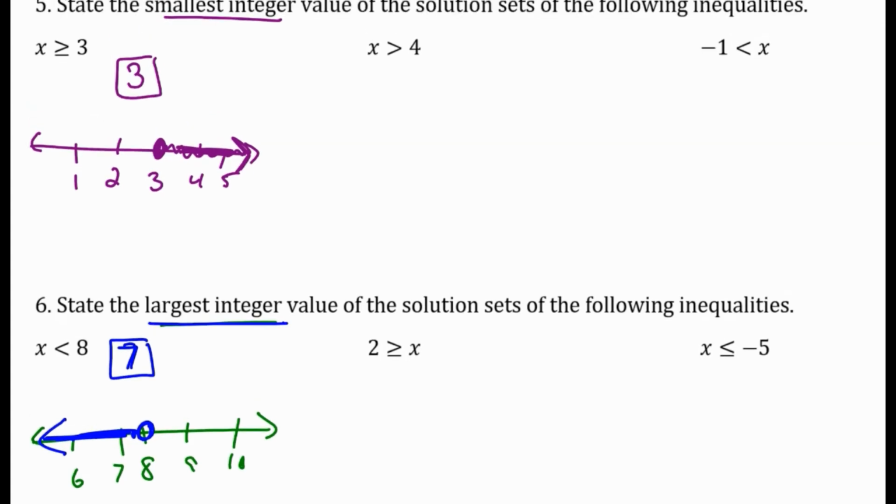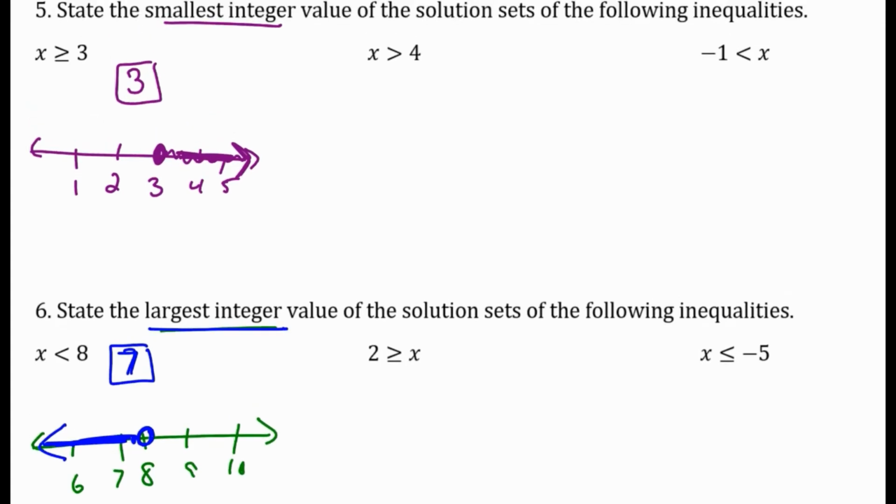So take a second, draw these other 4, and answer the question, what's the smallest and what's the largest? So here's what I got. X is bigger than 4. 4 gets an open circle, and I'm shading to the right because I'm greater than that. So what's the smallest integer? How low can I go? Can't go to 4, so we've got to go to 5.